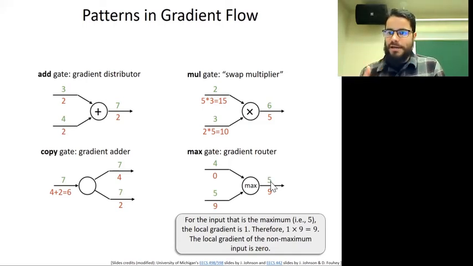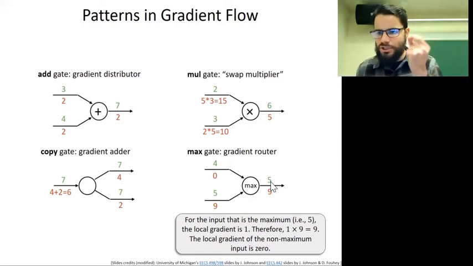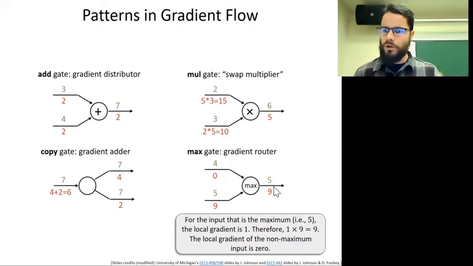Granted, if 4 becomes higher than 5, then this is a problem, right? So if you change it a lot, the behavior is going to change. But for the gradient, just changing it a little bit is not going to change the output at all. Therefore, the local gradient for this input is 0. 0 multiplied by the upstream gradient is still going to be 0.